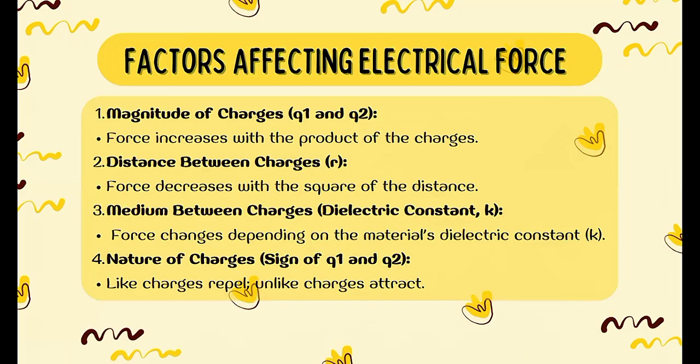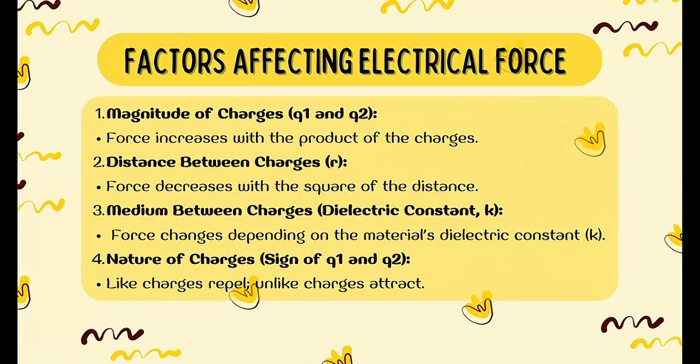These are 1. Magnitude of charges. It is the Q1 and Q2. The force is directly proportional to the product of the magnitude of the charges. Its effect is that if either charge increases, the force increases proportionally. For example, doubling one charge doubles the force. Doubling both charges quadruples the force.